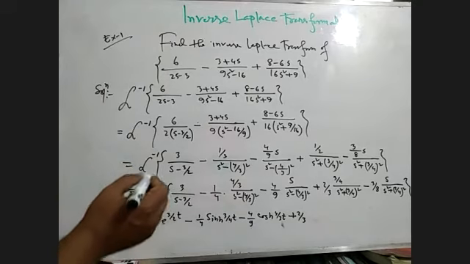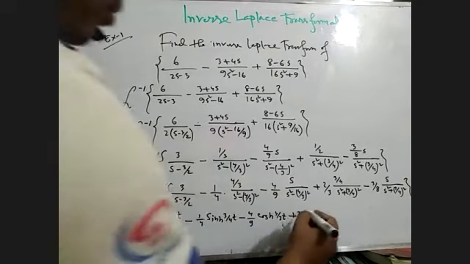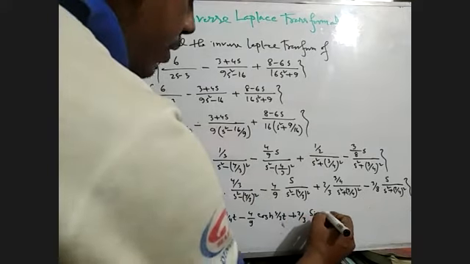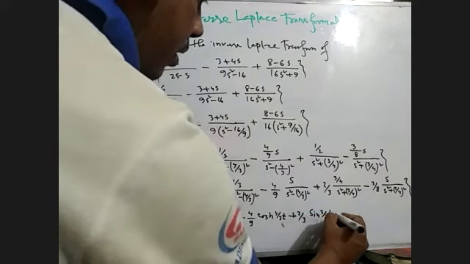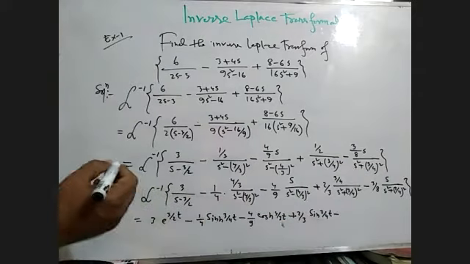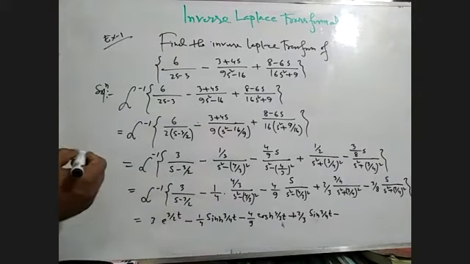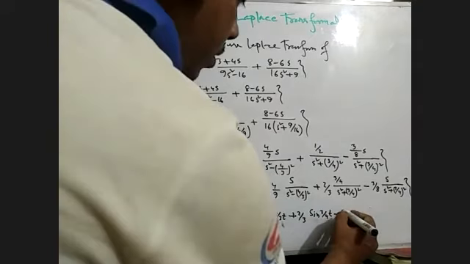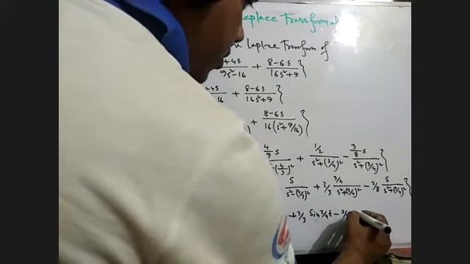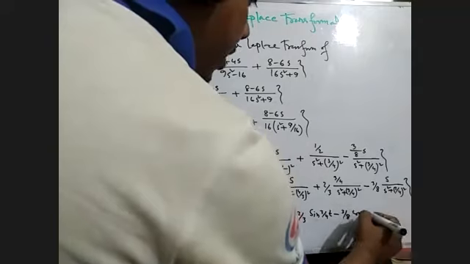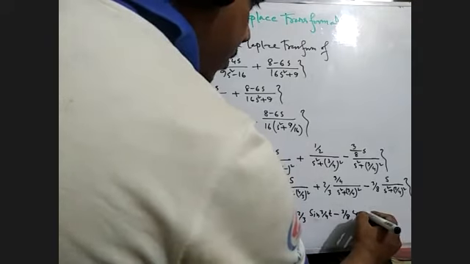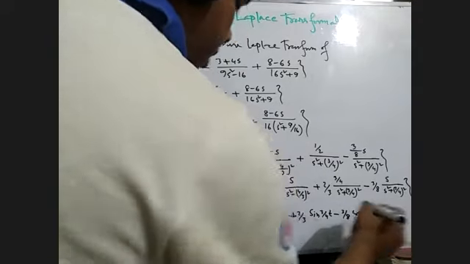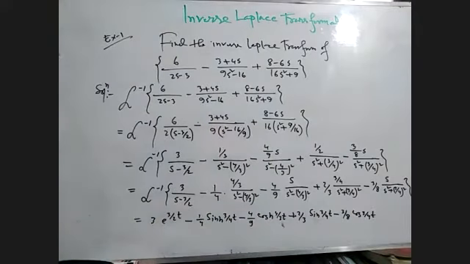sine trigonometric function, sine a t, where a means 3 by 4 t, minus s divided by s square plus a square, the formula is cos a t, 3 by 2 cos a t, where a means 3 by 4 t. This is the result. Just using the formulas we can find the result for this inverse Laplace transformation.